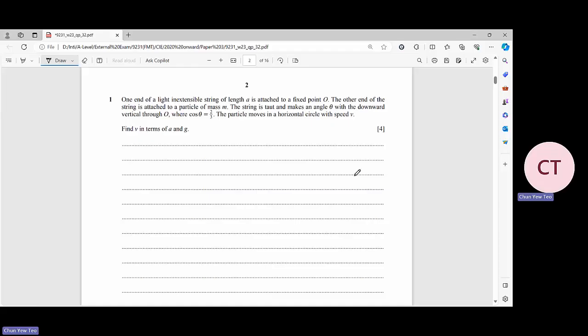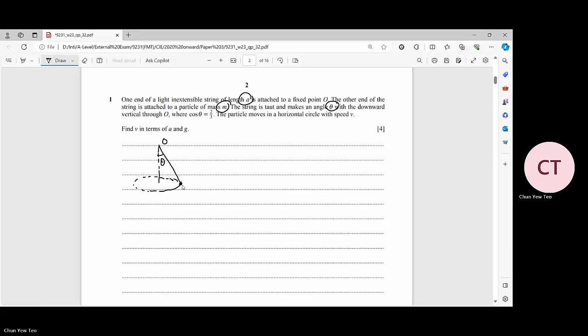One end of a light inextensible string of length a is attached to a fixed point O. The other end of the string is attached to a particle of mass m. The string is taut and makes an angle theta with the downward vertical through O, where cos theta equals 2/3. So this will be the diagram. The particle then moves in a horizontal circle with a speed v. Okay, so that is supposed to be the diagram.